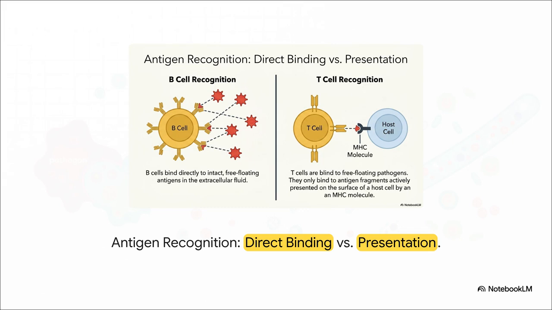However, B cells and T cells have very different methods of gathering intelligence. B cells are capable of binding directly to intact, free-floating antigens right in the extracellular fluid. T cells, on the other hand, are effectively blind to free-floating pathogens.